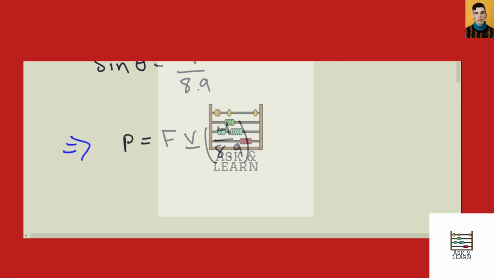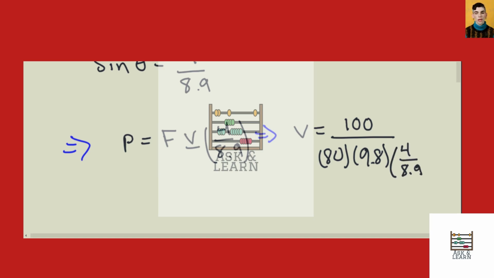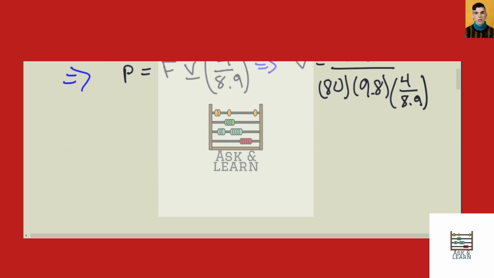So now we've got to solve for velocity. So you have velocity is equal to power, which is 100, divided by the force, which is mass times gravity, the weight of the person, 80 times 9.8, times sine theta, which is 4 divided by 8.9. So the velocity is 0.284 meters per second.